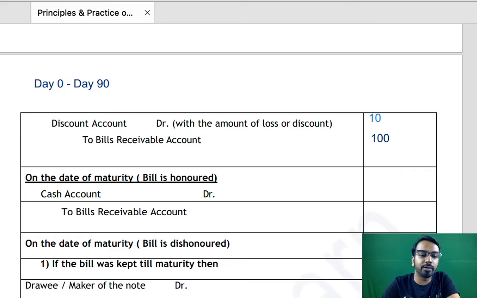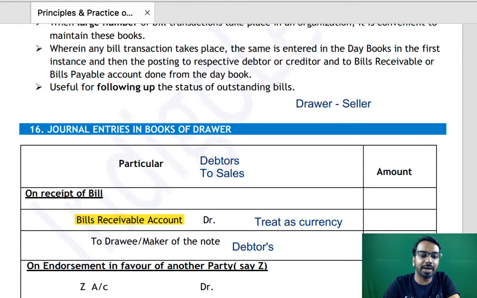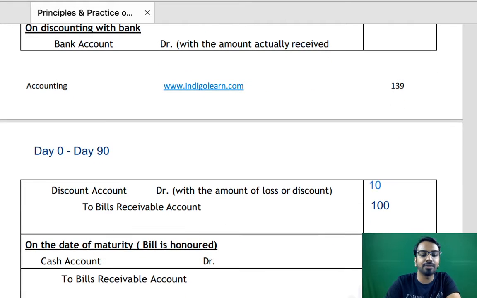So whoever was the party you had credited earlier, the same party will be debited here if the bill is dishonored. Initially he gave you a currency calling it bills receivable. Now that bills receivable is dishonored, you send back the bills receivable to the original party and again a debtor would be created in the books. So you will debit the concerned debtor and you will credit the bills receivable account. This is a simple case.